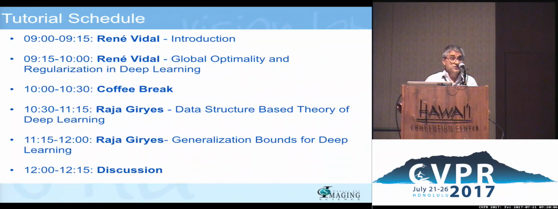So the rest of the schedule will be as follows. I'll begin with giving a talk about the topics of global optimality in deep learning. We'll have a coffee break from 10 to 10:30. And then from 10:30 onwards, there'll be 2 talks given by Raja. The first one is on the data structure-based theory for deep learning, this question of metric learning properties. And the second one will be about generalization bounds for guaranteeing that there is no overfitting. And we'll finish around 12 to 12:15 with questions and discussions.